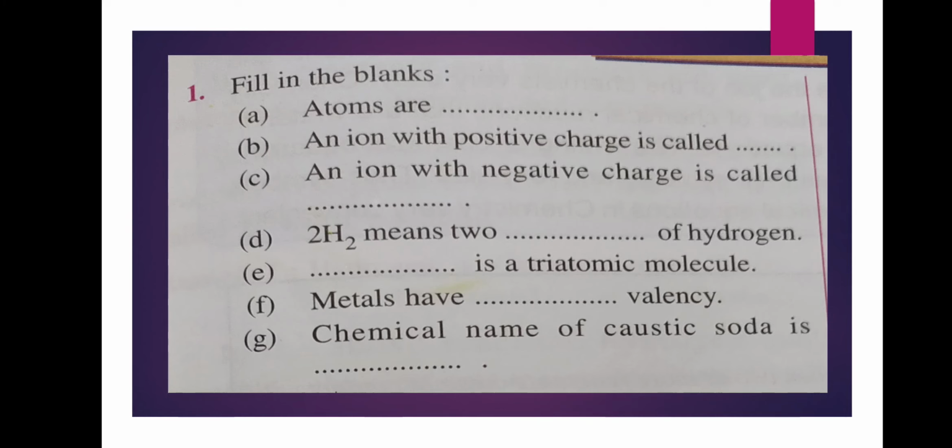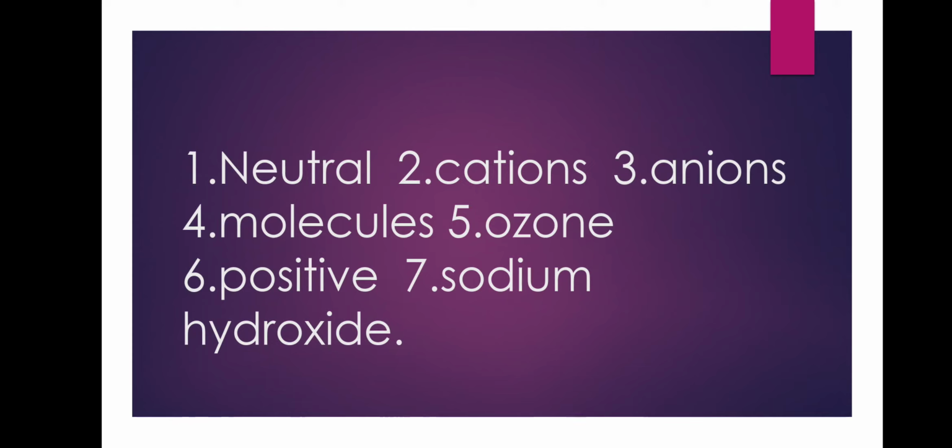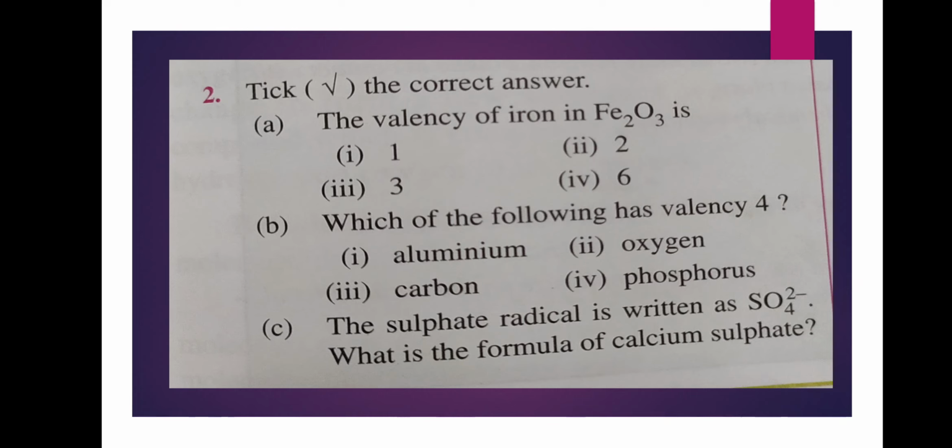Clear? Now fill in the blanks. The questions are here. Answer I have written here. Like atoms are neutral, then an ion with positive charge is called cations. Okay. An ion with negative charge is called what? Anions. Then fourth one is 2H2 means what? Means 2 molecules of hydrogen. Dash is a triatomic molecule, ozone. Metals have dash valency. Which valency? Positive valency. And chemical name of caustic soda is what? Sodium hydroxide. Okay. Now next, take the correct answer.